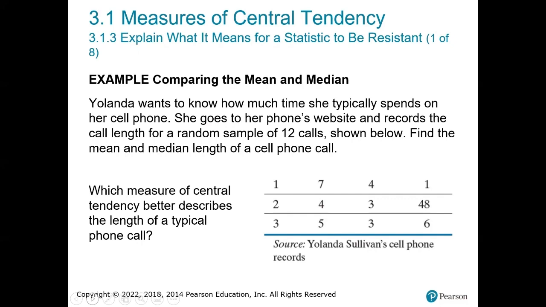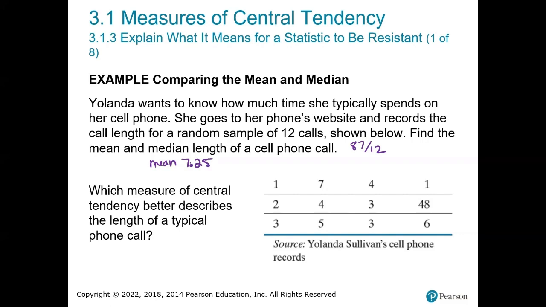So if I were to find the mean, I'm going to add all those together. So 1 plus 7 plus 4 plus 1, 2, 4, 3, 48, 3, 5, 3, and 6. Okay, that gives me a total of 87 minutes that I'm going to divide by 12. And my mean is 7.25.